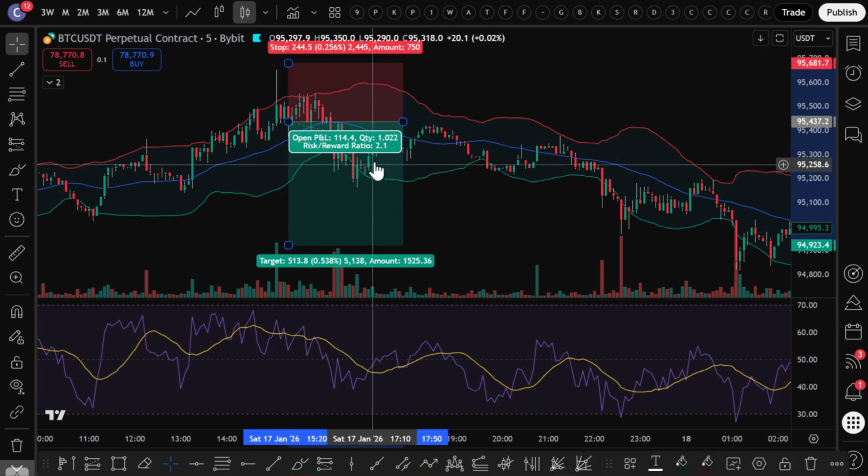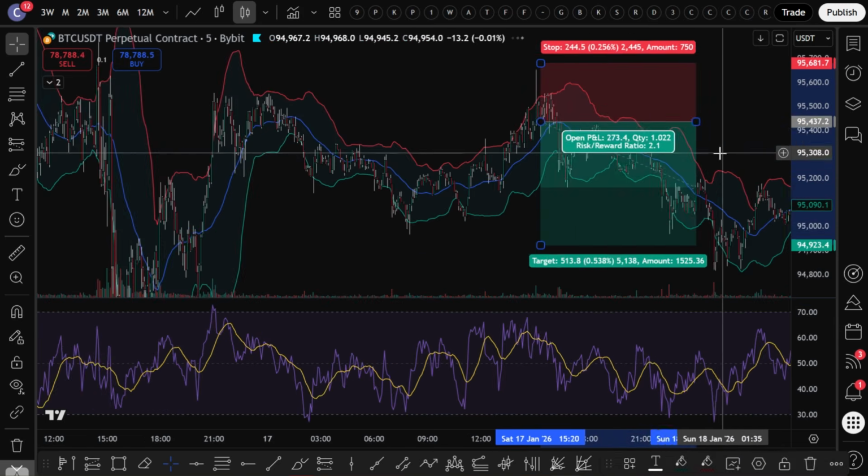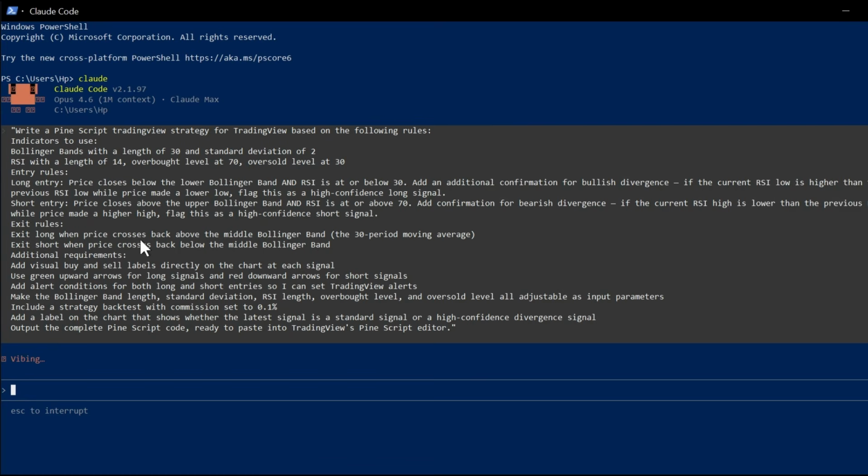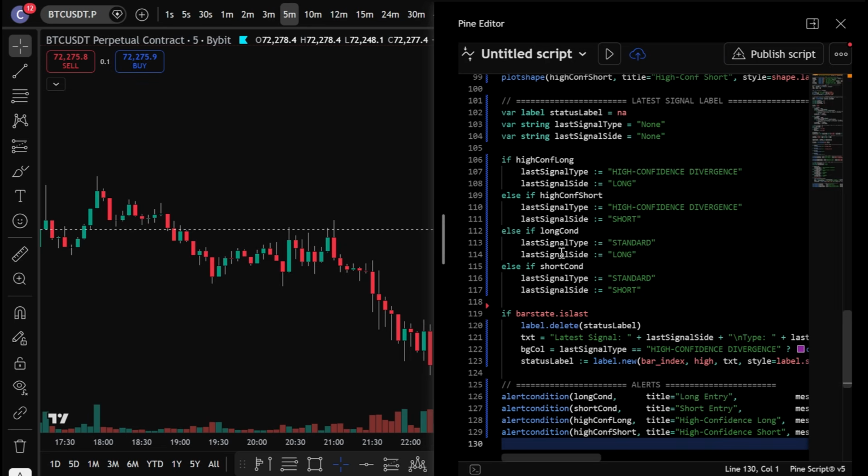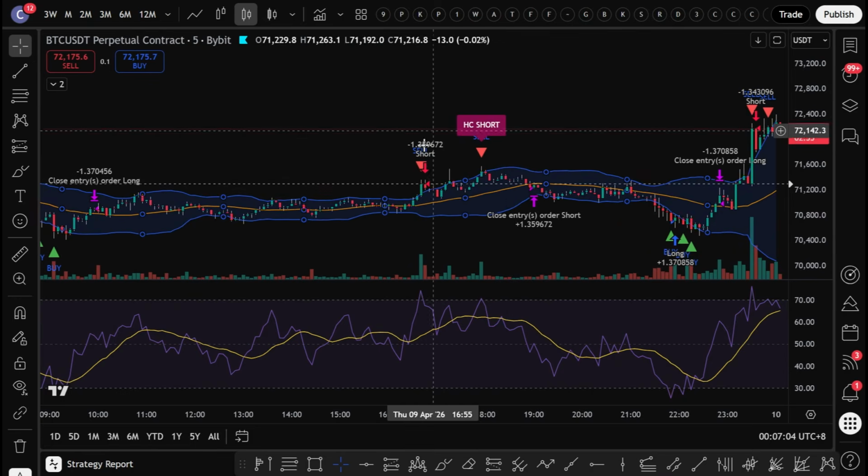And that's it, guys. That's how you take a strategy from the internet, hand it to Claude, and get a working Pine script in TradingView. No coding, no manual chart watching.